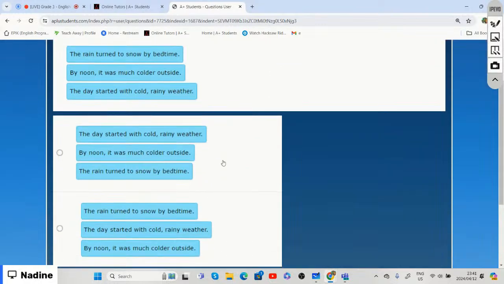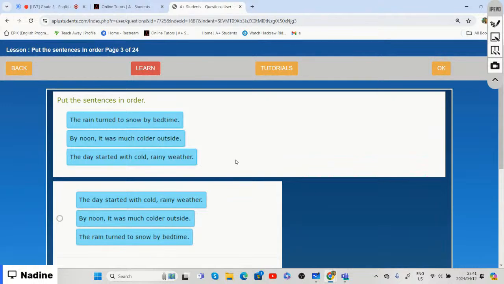All right. We need to put this sentence in order, or the sentences in order. It says the rain turned to snow by bedtime. By noon, it was much colder outside. The day started with cold, rainy weather.